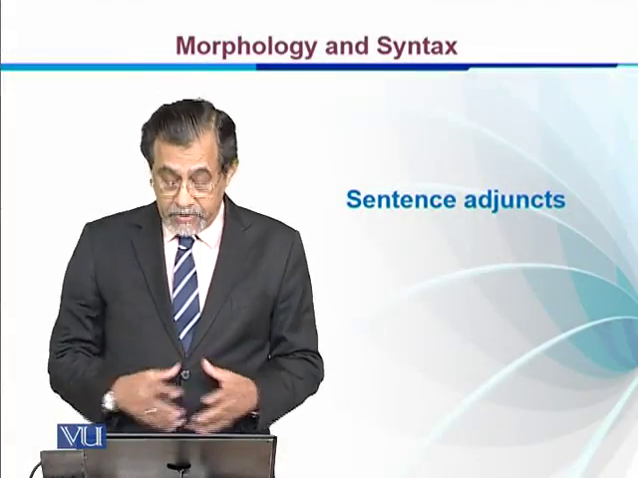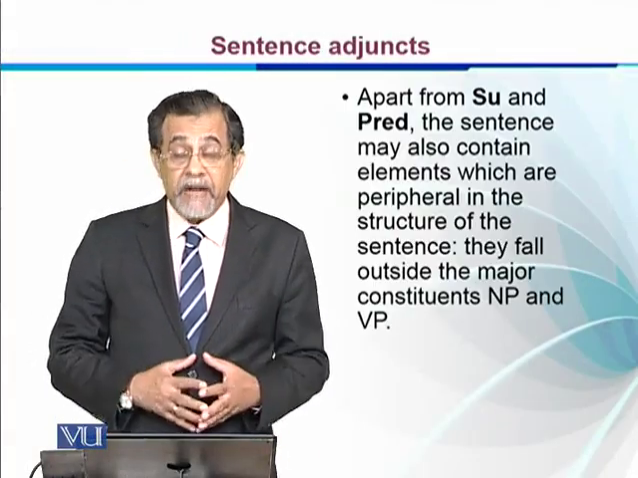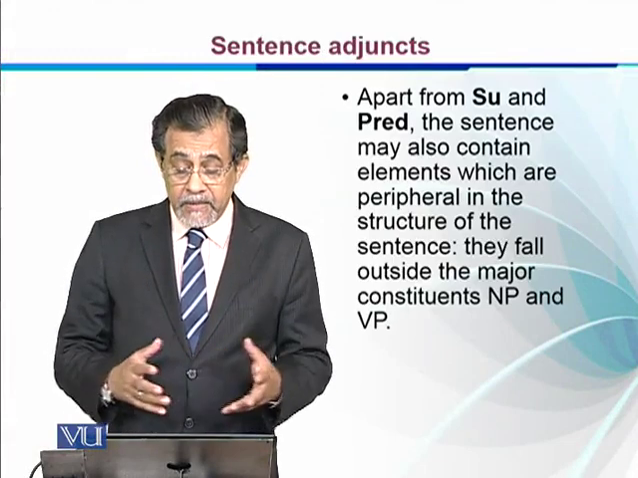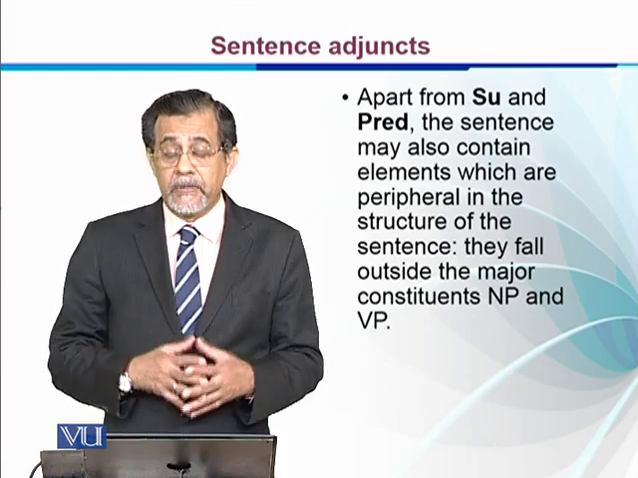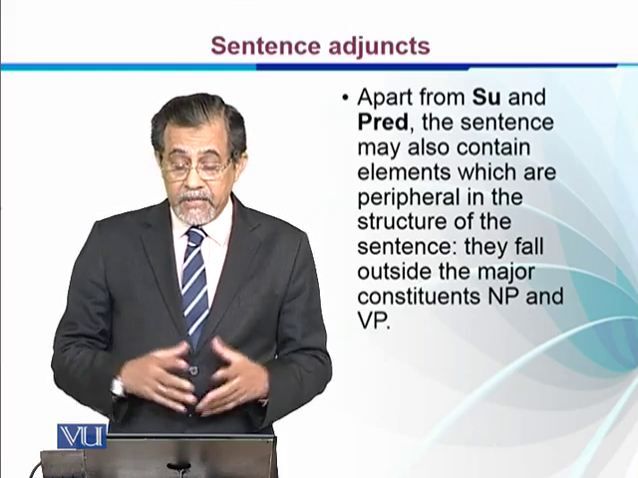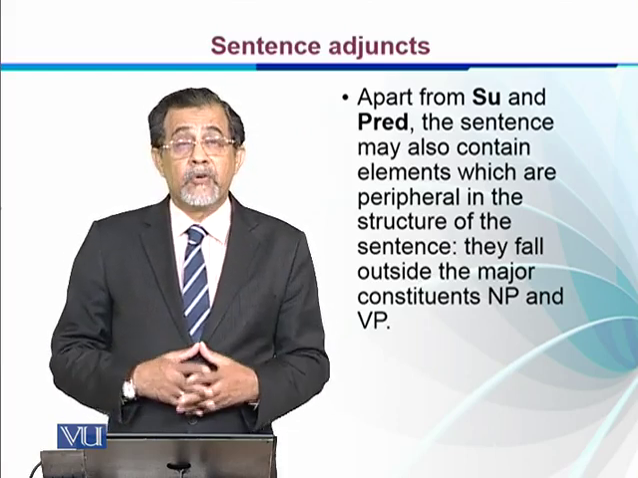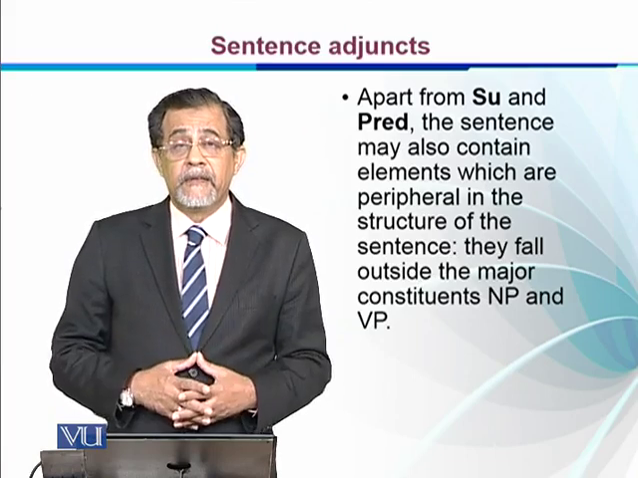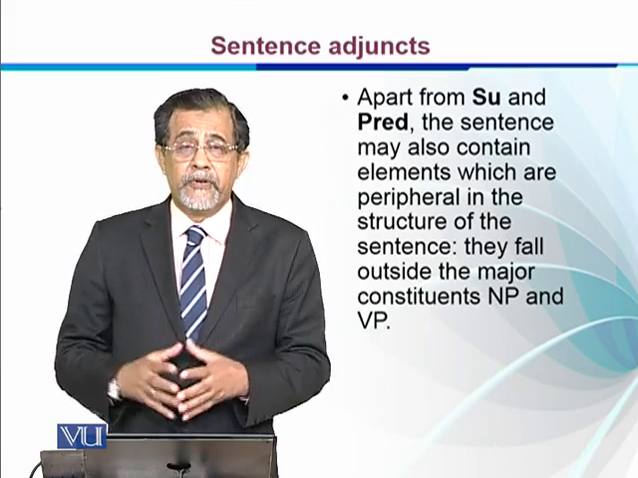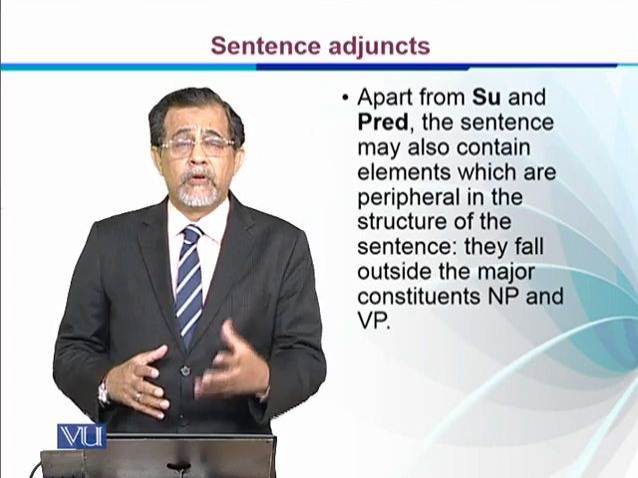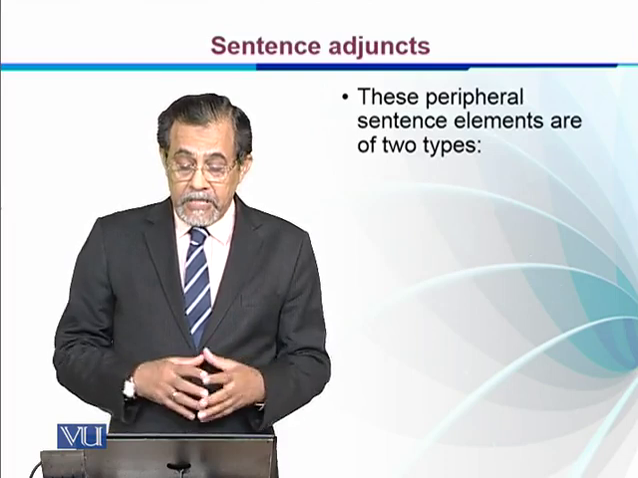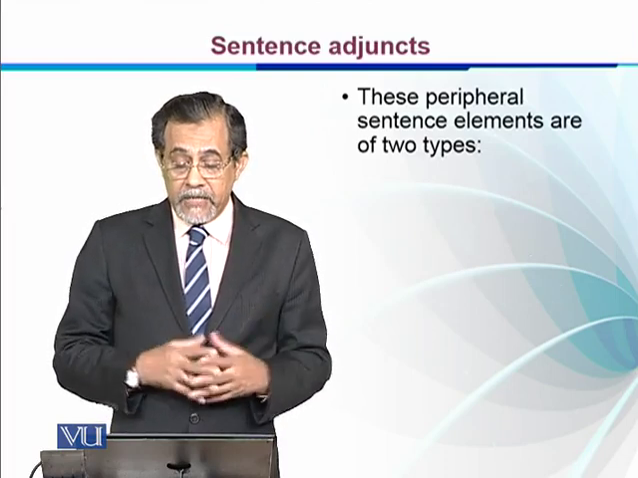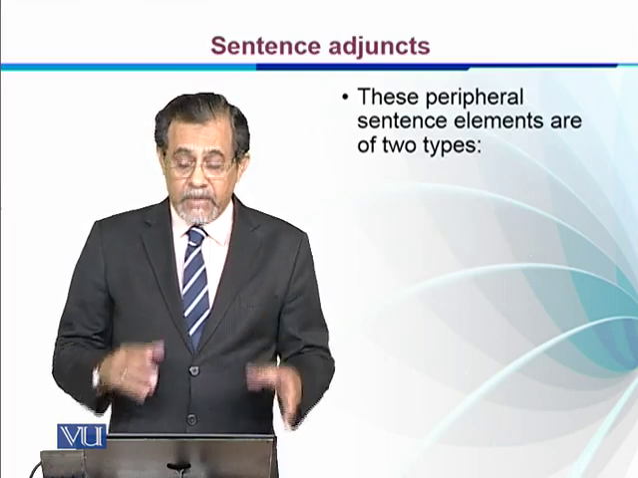Sentence adjuncts. Apart from subject and predicate, the sentence may also contain elements which are peripheral in the structure of the sentence. They fall outside the major constituents, the NP and the VP. They're not obligatory. They may come or may not come, right? So, they are adjuncts. These peripheral sentence elements are of two types.